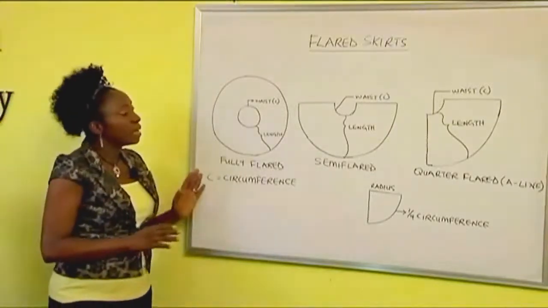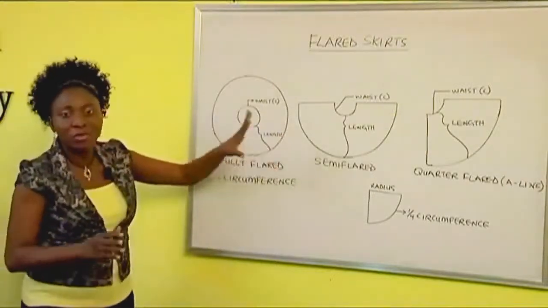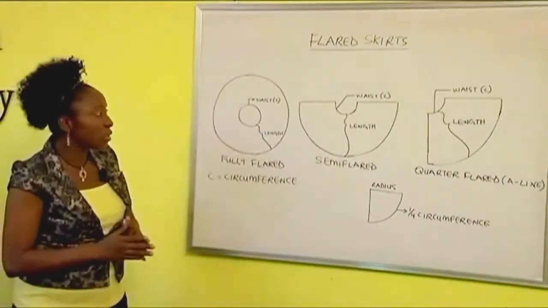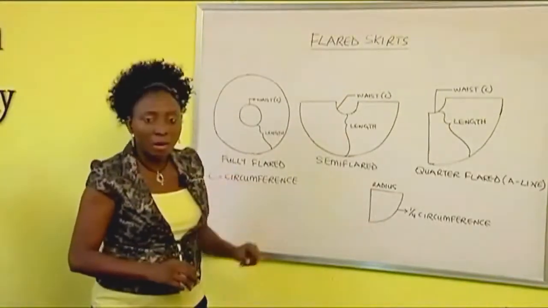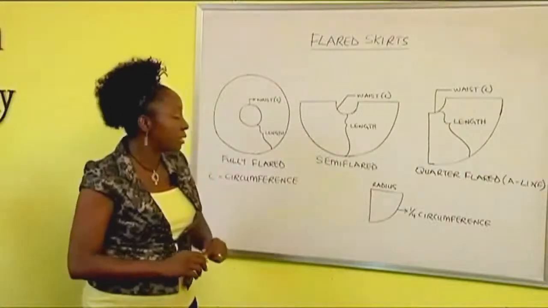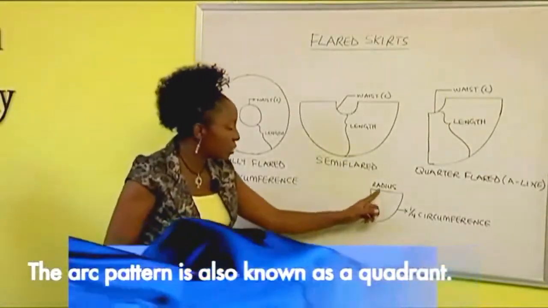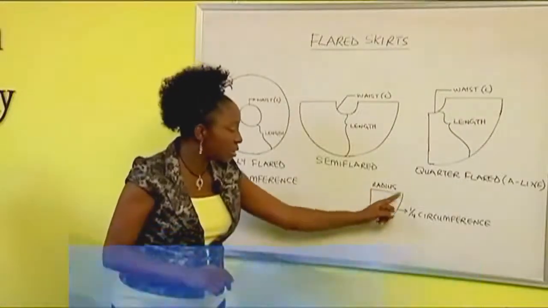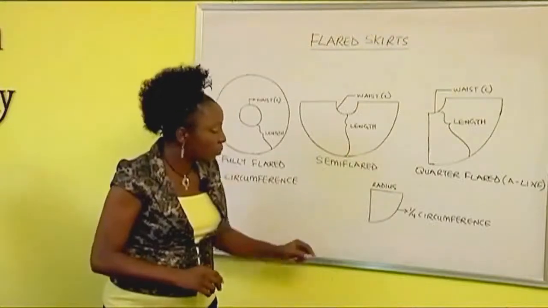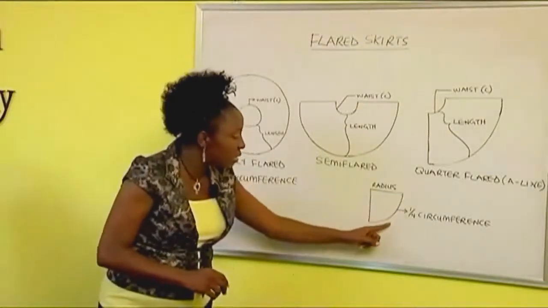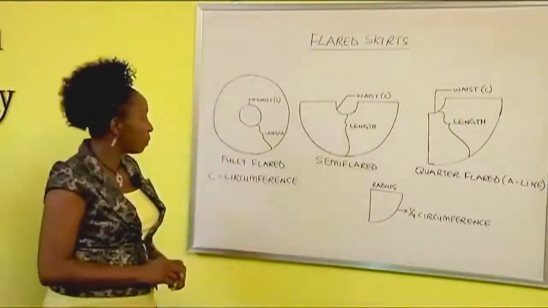Now to make our pattern, obviously we're not going to make this huge pattern of the massive skirt, but we're going to make the pattern called the arc. It's called the arc pattern. You can see the radius here, just like a quarter circle. This is the middle of the circle, and this part represents a quarter of the circle, a quarter of the circumference.